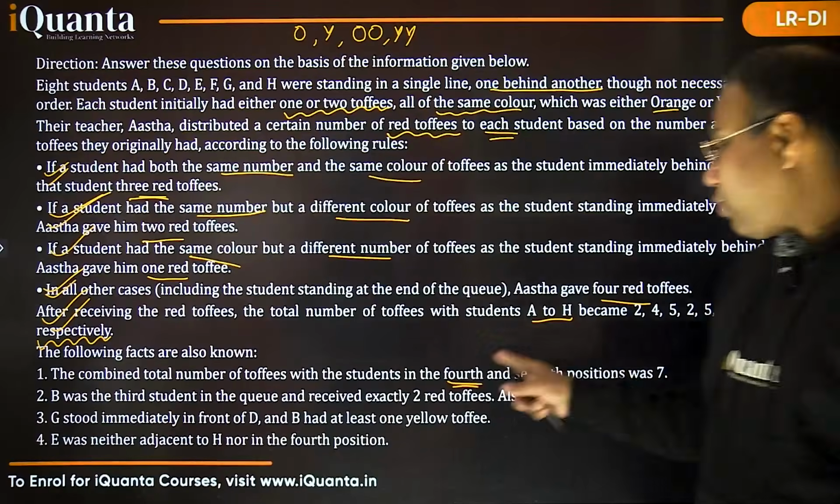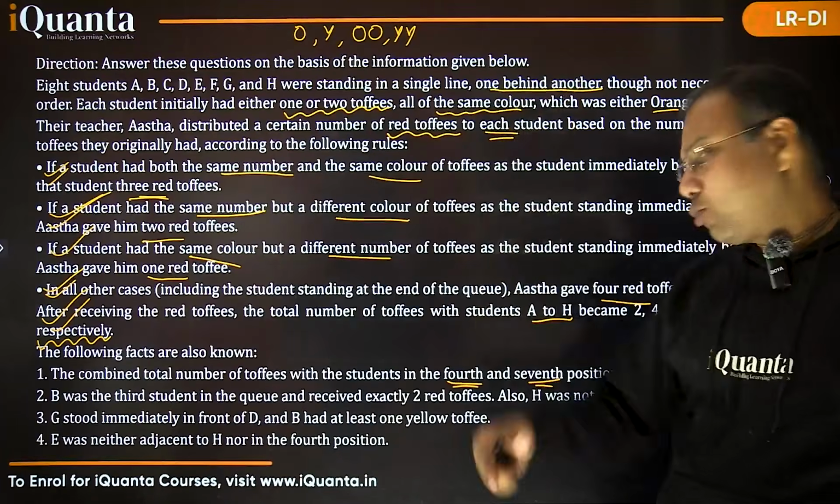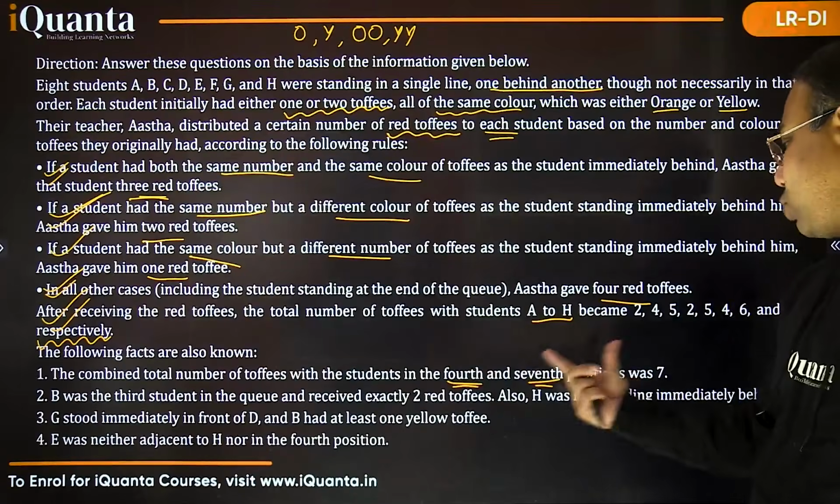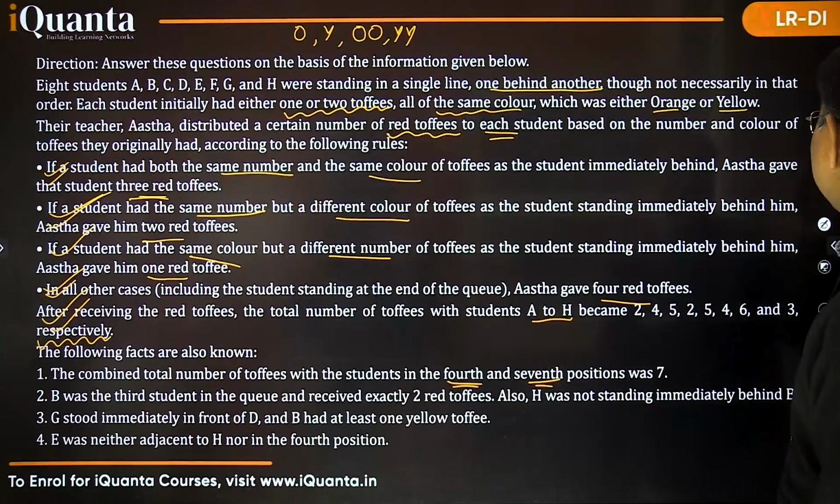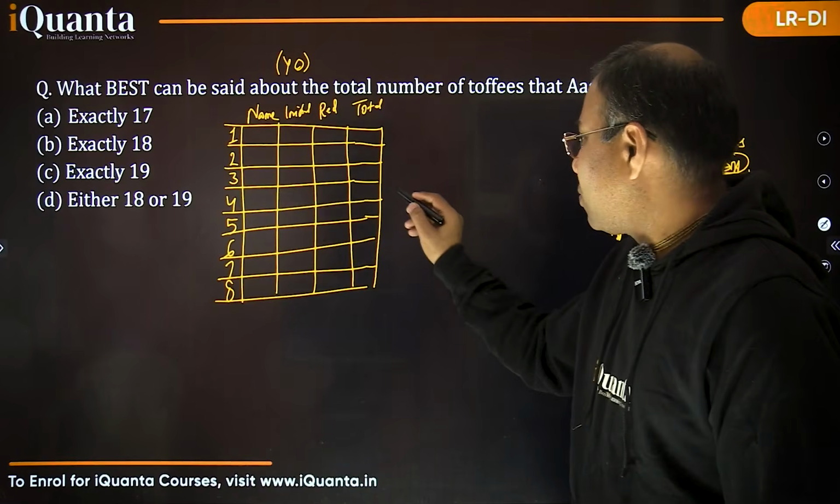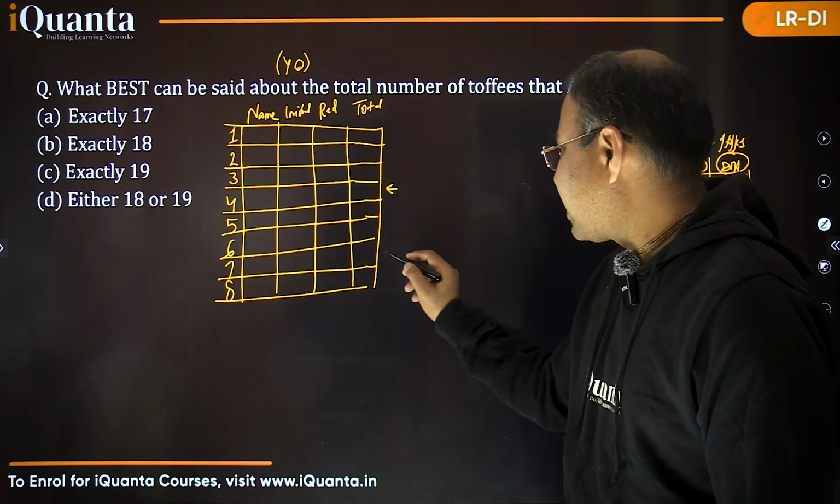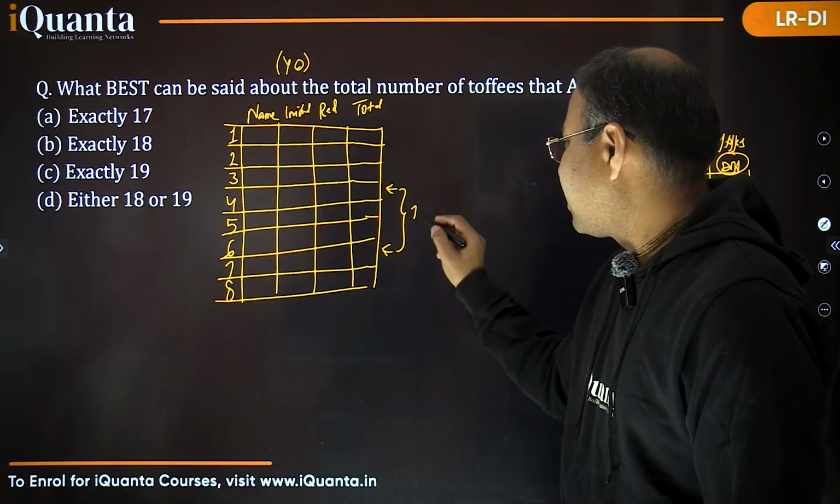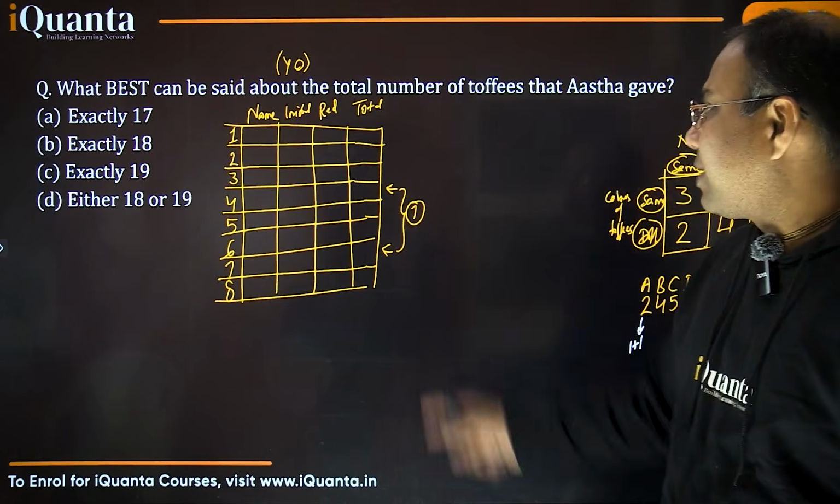Okay, so the 4th or 7th order, jo tha, position to tha, their total sum, right? The total combined number of trophies for these 2 persons is 7. Okay, let me write that. 4th and 7th, right? So 4th and 7th, this one. Their total sum is 7.